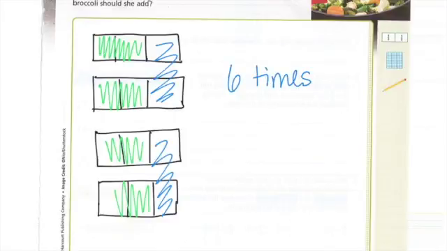So what I did was I said, okay, she needs 4 cups, and that's the black. I broke the black into thirds because she can only measure 2/3 at a time, and then that's what I colored. Each green is 2/3, and then the blue are my extra 2/3. So 6 times is what it would take her. All right, let's go to the next page.